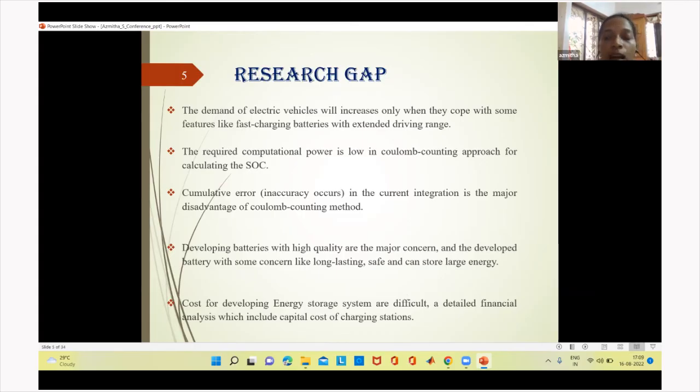Then the research gap. The demand for electric vehicles will increase only when they come with fast charging batteries with extended driving range. The required computational power is low in the Coulomb counting approach for calculating the state of charge. However, inaccuracy occurs, because the cumulative error in the current integration is the major disadvantage of the Coulomb counting approach. Developing high quality batteries is the major concern, and developing batteries that are long lasting, safe, and can store large energy. Then the cost of developing the energy storage system is difficult.